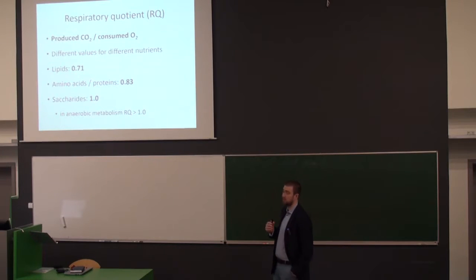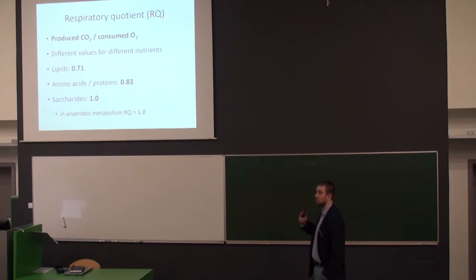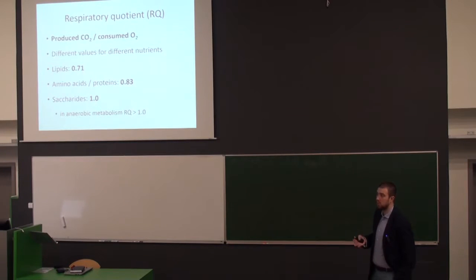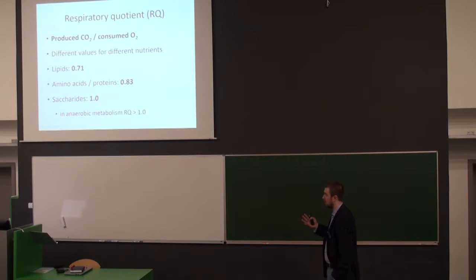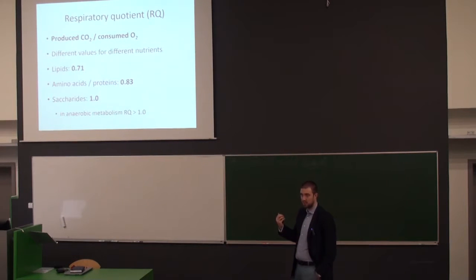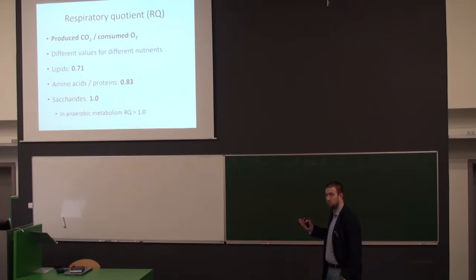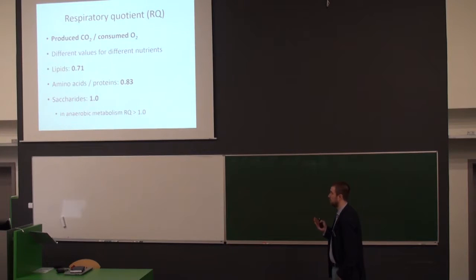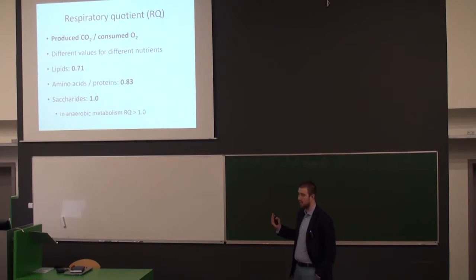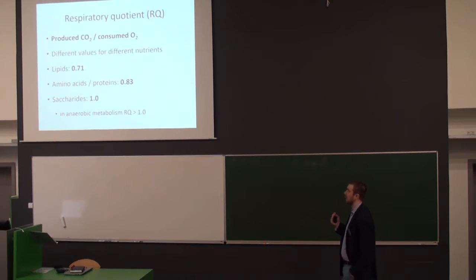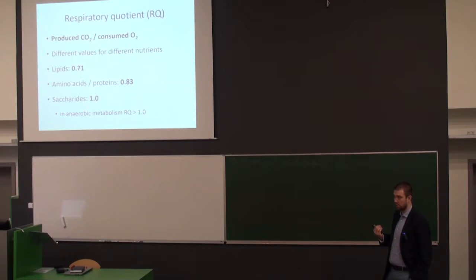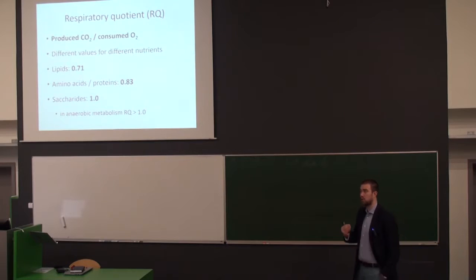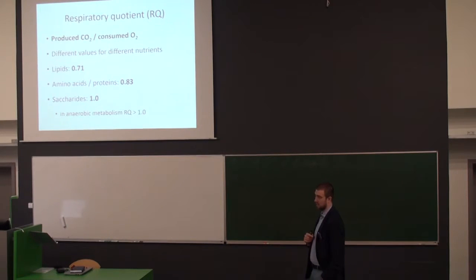And for amino acids and proteins, of course, the situation is even more complicated than for lipids, since we have 20 or 21 amino acids that are inside the proteins. And you know that in different proteins, you have different composition of the amino acids. So here, the average value for the protein is between lipids and saccharides. That means around 0.83. So it means that you must consume more oxygen to produce the carbon dioxide than from saccharides. Do you understand this?